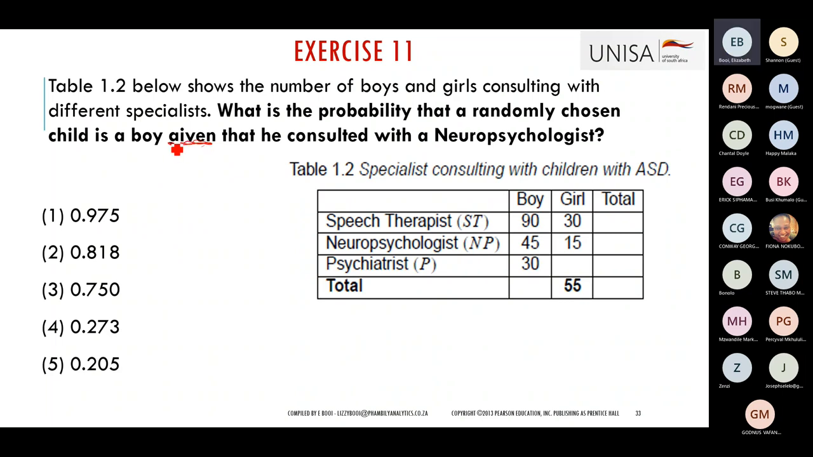Pay attention to the word given. It means you will need to calculate the probability of something given something else. And the given will be that. So given will be the NP. And here they're asking if it's a boy, so it's B given P. And then you just need to use the formula to calculate. Remember, these are events, not probabilities, so you will have to divide by the grand total.